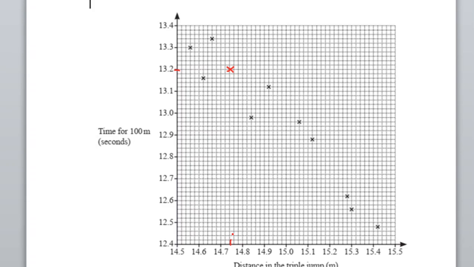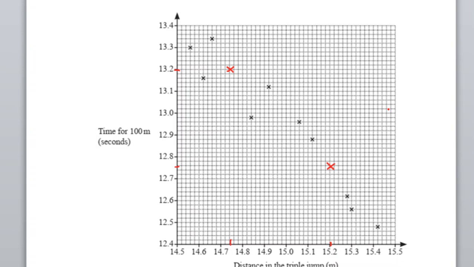The next cross has to be drawn at 15.2 and 12.76. So this is 12.7. Go 4 boxes above that, and this is 12.76. So this is the required cross, the required point that connects both these values. Okay, so we've plotted the points in part B.